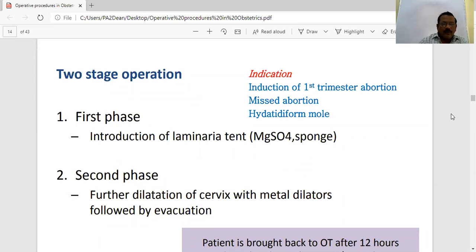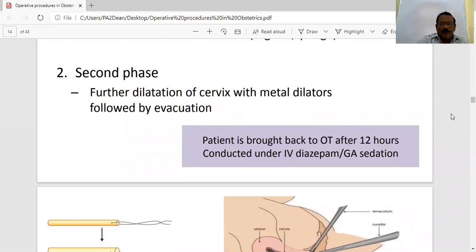This can also be used instead of laminaria tent. Then coming to the second phase, further dilatation of cervix with metal dilator followed by evacuation. Patient is brought back to the OT after 12 hours, conducted under IV diazepam and then anesthesia sedation.